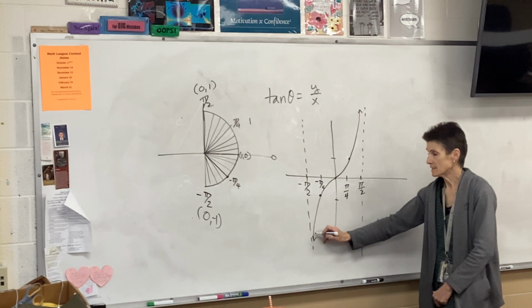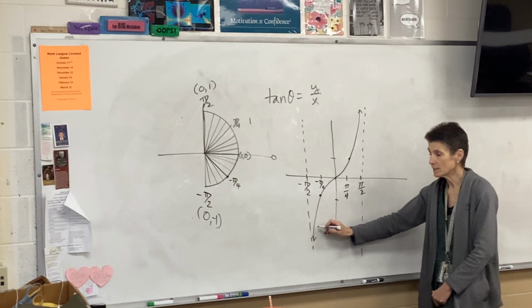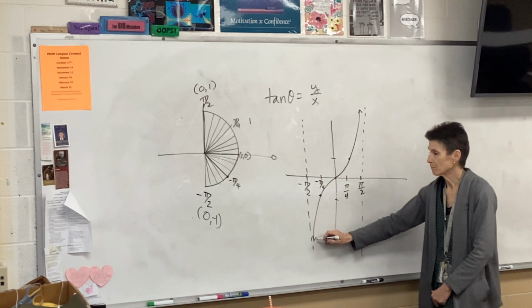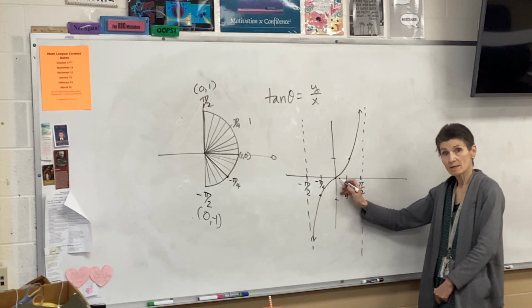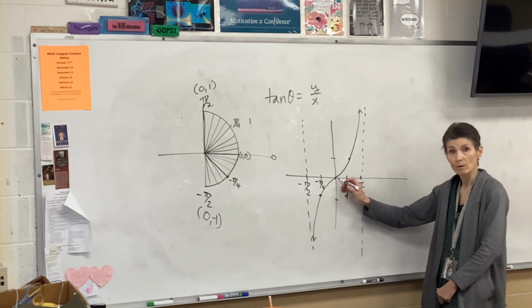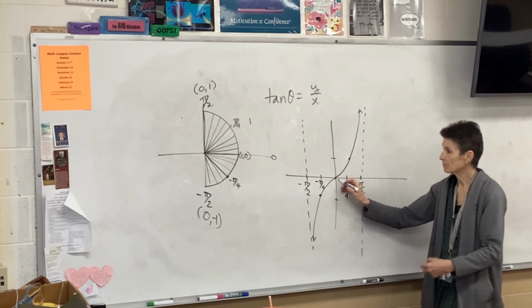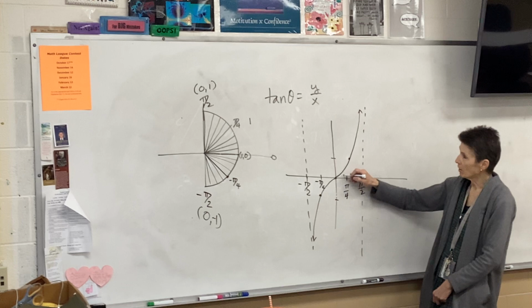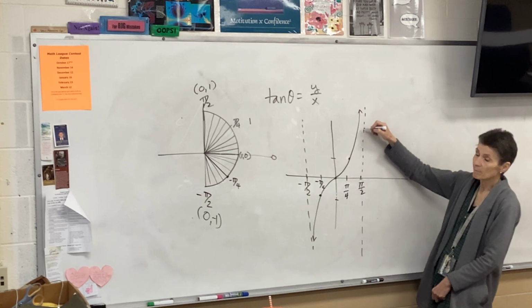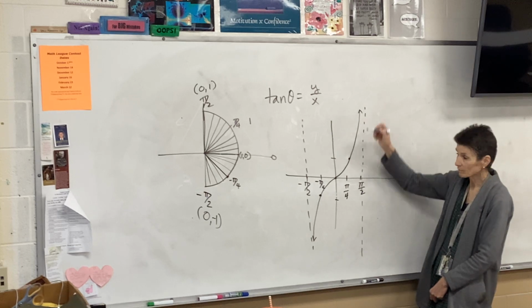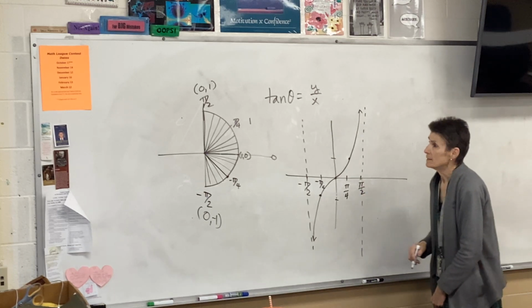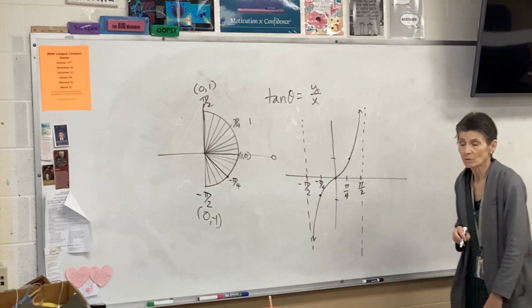Here, my slope, my tangent, my curve is increasing at a decreasing rate. It's getting closer to 0, a slope of 0. But at 0, all of a sudden it keeps increasing, but now it is increasing at an increasing rate. Okay, now what happens on the rest of the circle?